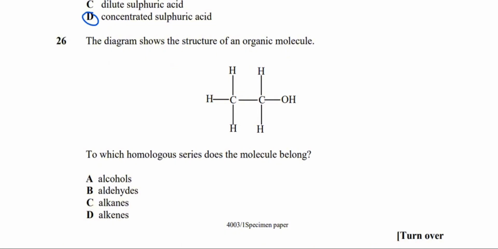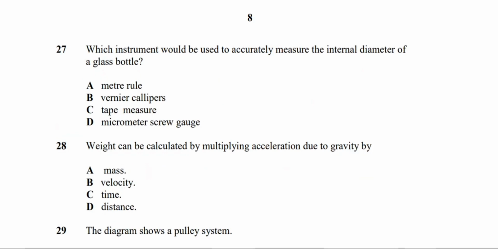Question 26. The diagram shows the structure of an organic molecule. You can see that this structure has carbons and hydrogens, but it has this functional group OH. This is the group for alcohols. Alkanes, we already looked at them, and alkenes are different. They have at least one double bond, and aldehydes are different from this one.